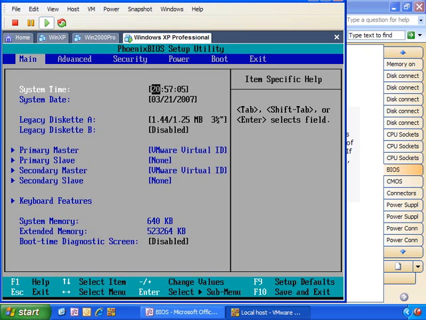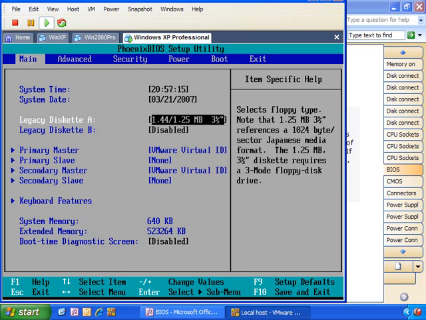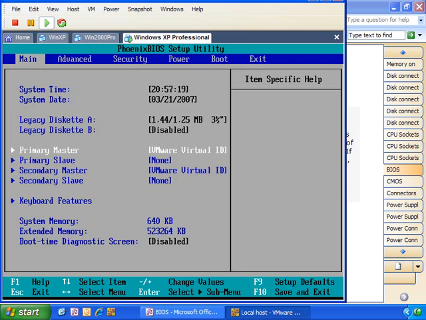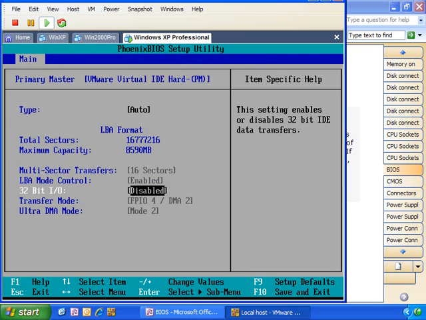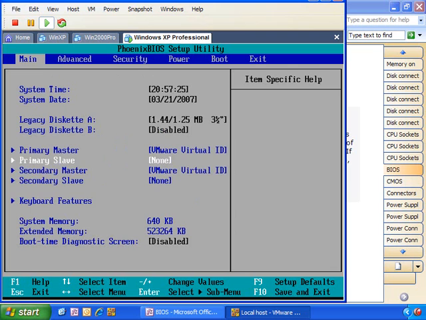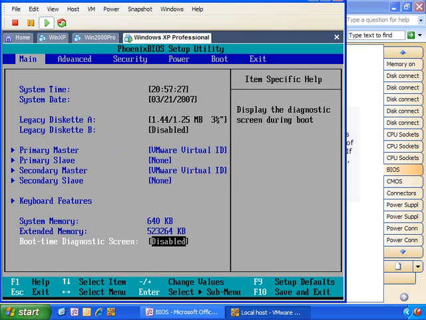So you only access the BIOS when the computer first boots up. As you can see, the BIOS is where you set the computer's time and date, although you can also set that in the operating system. Here's where it knows that it has a floppy drive or not. Here's where it knows what type of hard drive is in here, the number of sectors and the size of the hard drive. Here's where it knows how much RAM the computer has. Notice it has 512 megabytes of RAM, or it says 523.